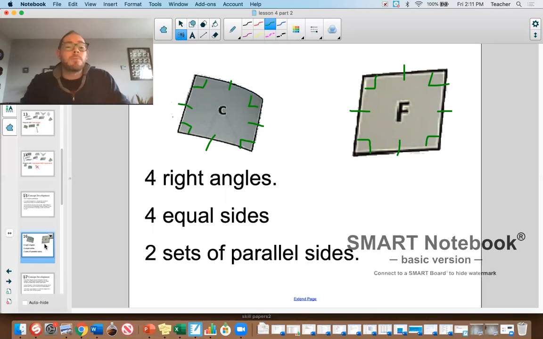How many attributes is that? 4 equal sides, 4 right angles, and 2 sets of parallel sides. That's 3 attributes. Well done, Brain. That is 3 attributes. And there's a 4th attribute. We call all these shapes what? Quadrilaterals. So we have 4 attributes for each of these shapes. That's a lot of attributes to have.